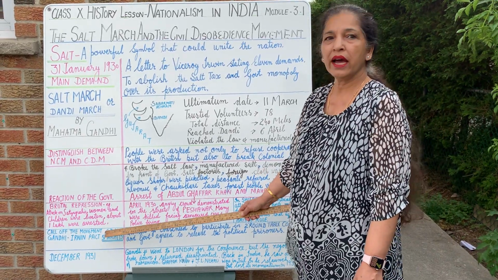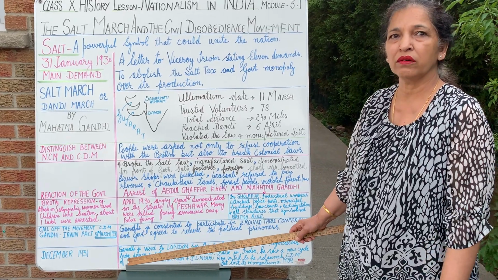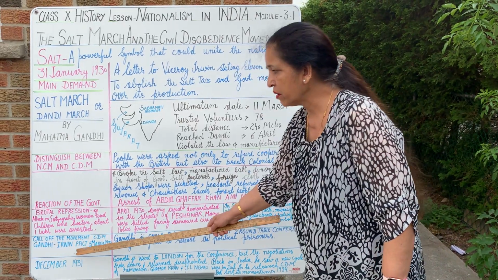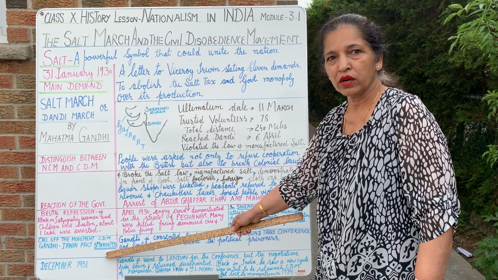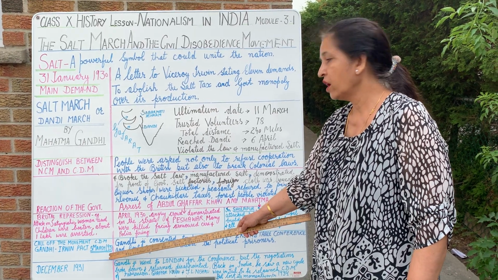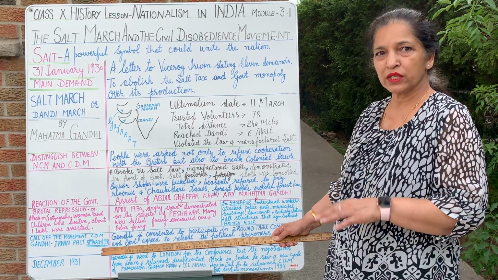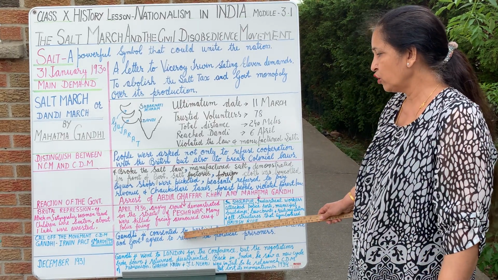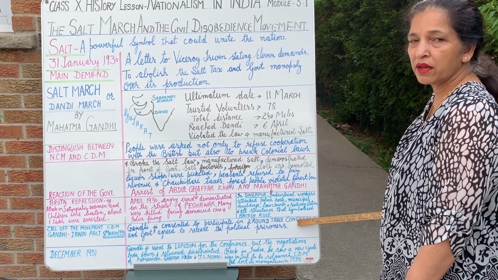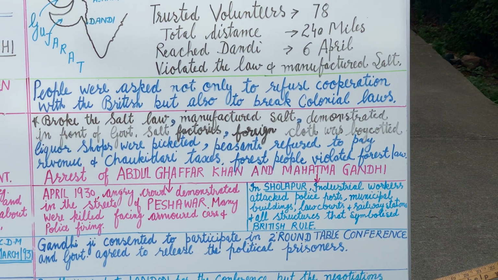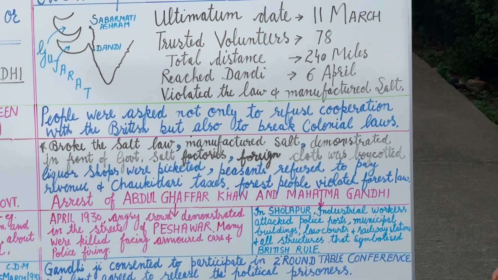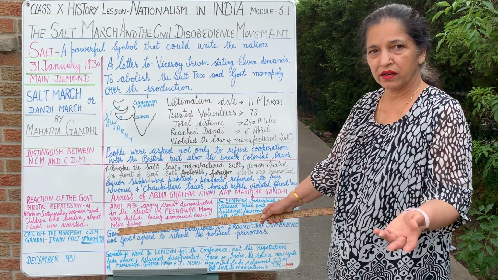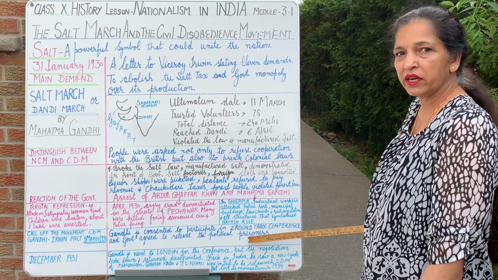He called off the movement and agreed to sign a pact with the Viceroy, Irwin, popularly known as the Gandhi-Irwin Pact, signed on 5th March 1931. According to the pact, on behalf of the Congress, Gandhiji consented to participate in the second Round Table Conference. The first Round Table Conference was not attended by the Indian National Congress, and the second was attended by Mahatma Gandhi. The British government agreed to release all the political prisoners.